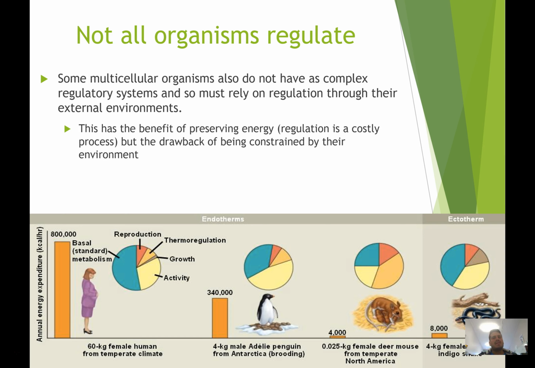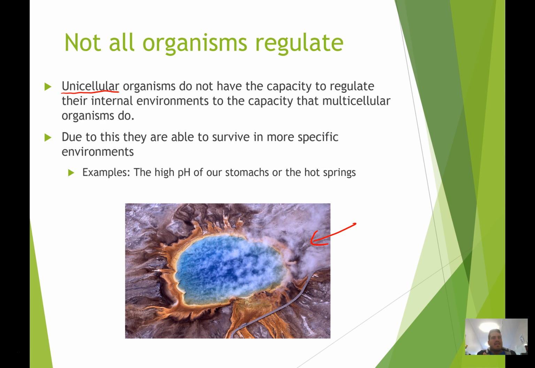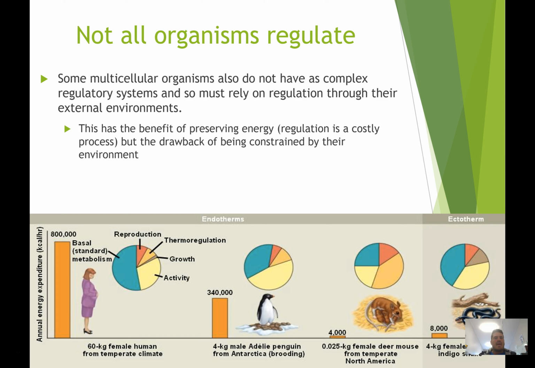Also, some multicellular organisms don't have as complex regulatory systems as us, as humans, especially mammals, do. Okay, this is a bad thing because, once again, just like these bacteria, they're not going to be able to survive in different types of environments. But it's a good thing because it means that they preserve energy really well.